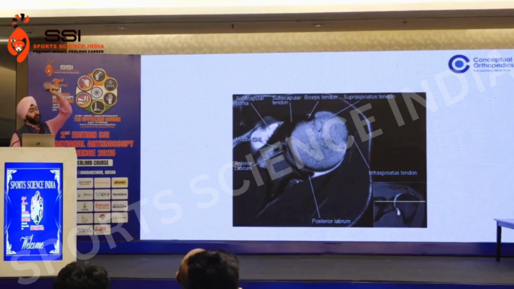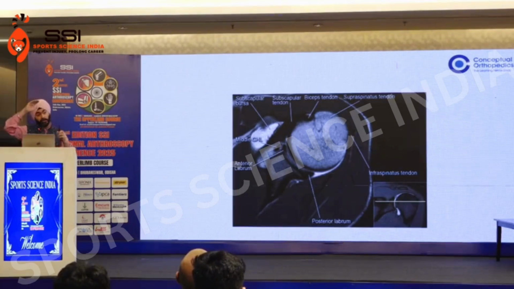Hill-Sachs is a postero-superior lesion. So it has to be at the level of the coracoid. So if you see the coracoid anteriorly and see some flattening or some indentation in the posterior part of the humeral head, that's your Hill-Sachs lesion. Don't diagnose a Hill-Sachs lesion at 5 o'clock.